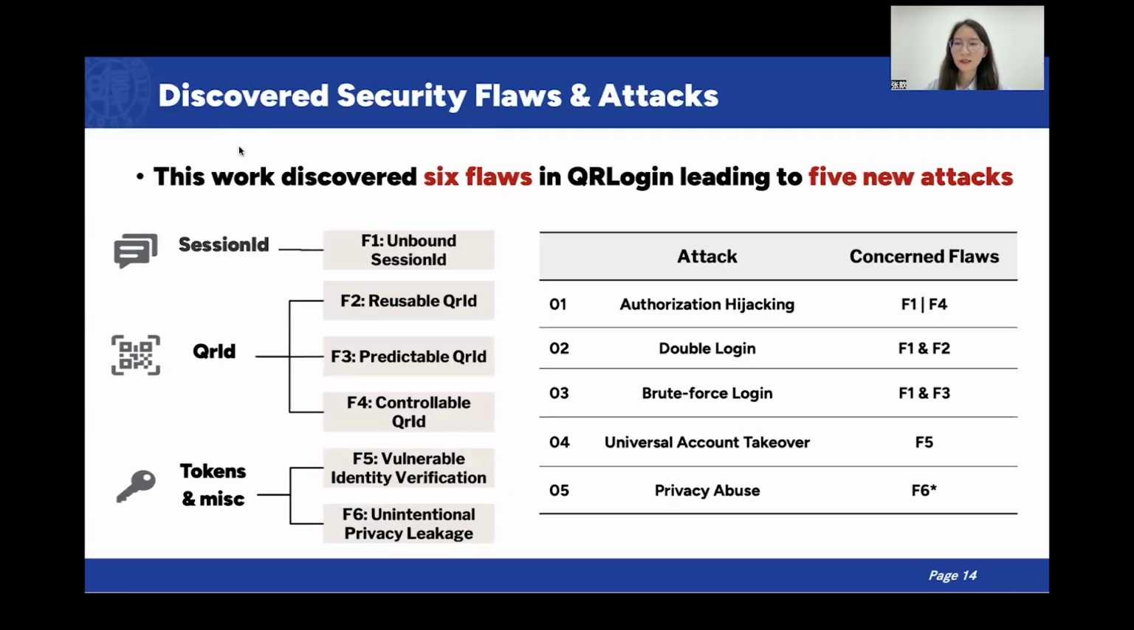Following our threat model and security analysis, we uncovered 6 security flaws, leading to 5 new types of attacks in QRLogin. Starting with session ID, we found that it often isn't bound to the QR code. This flaw confuses the server, making it unable to distinguish legitimate session requests from malicious ones when polling the QR code status. And for QRID, it may be reusable, predictable, and controllable, and attackers can exploit it accordingly.